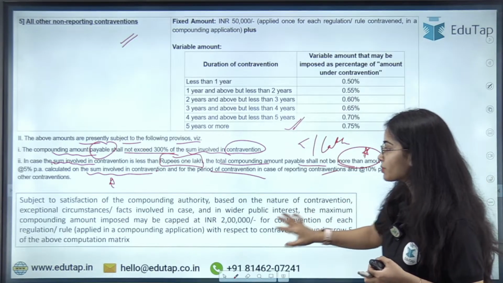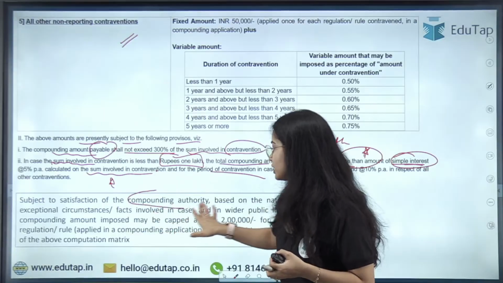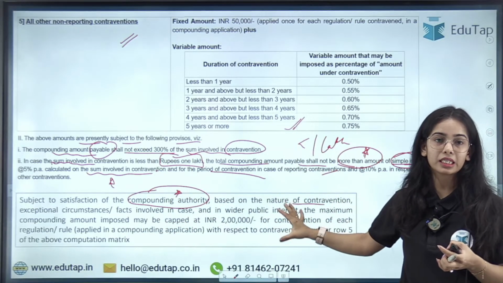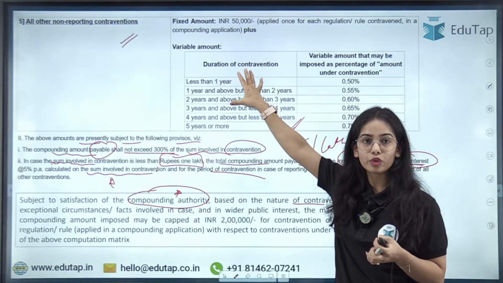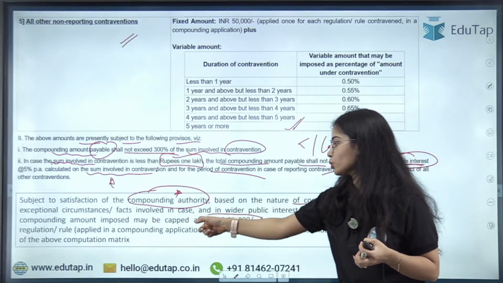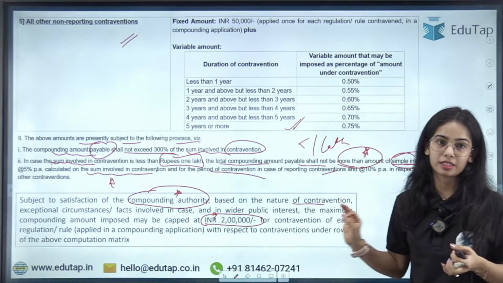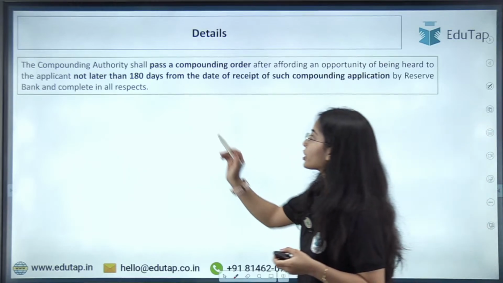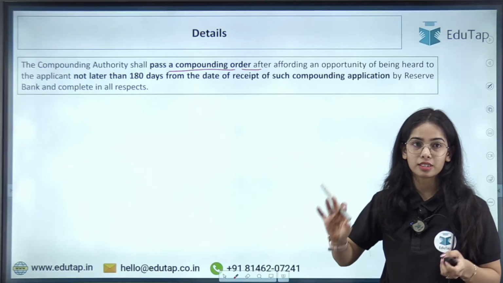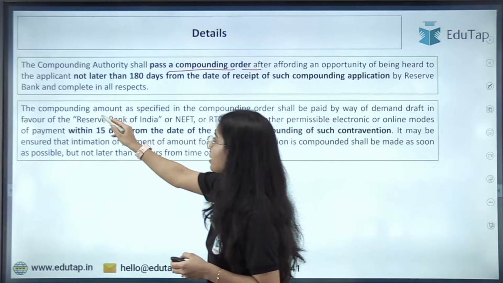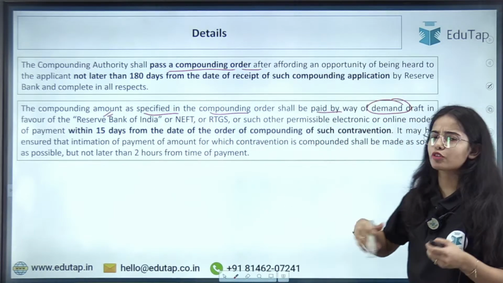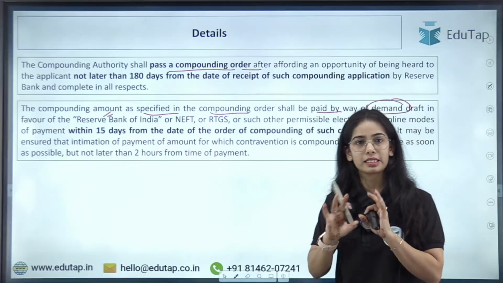Okay. So subject to satisfaction of the compounding authority, in the fifth row, the compounding amount should not exceed INR 2 lakh and it is capped at INR 2 lakh. This is the idea. The compounding authority shall pass a compounding order within 180 days of receiving the application. As well as the compounding amount as specified in the compounding order shall be paid by way of demand draft or NEFT RTGS within 15 days. This is the idea. Okay.